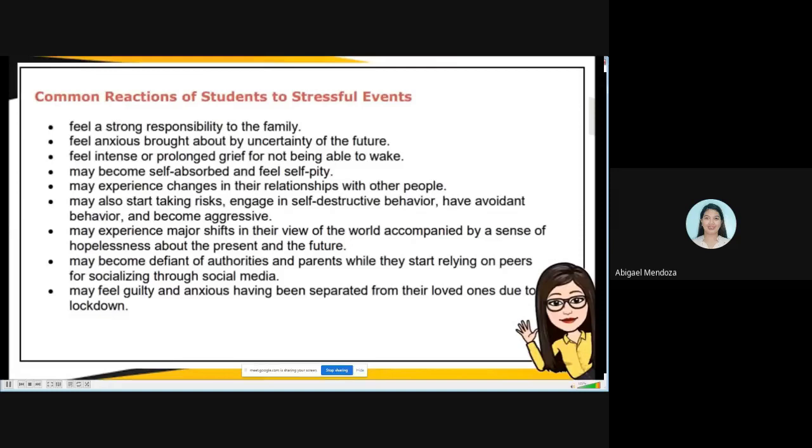May also start taking risks, engage in self-destructive behavior, have avoidant behavior, and become aggressive. May experience major shifts in their view of the world, accompanied by a sense of hopelessness about the present and the future. May become defiant of authorities and parents while they start relying on peers for socializing through social media. May feel guilty and anxious, having been separated from their loved ones due to lockdown.